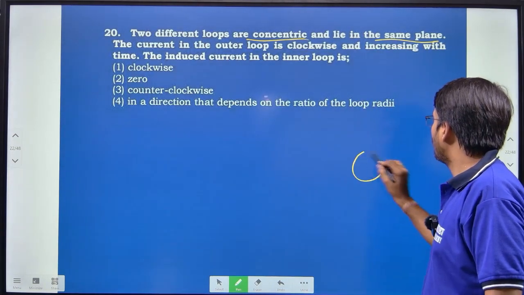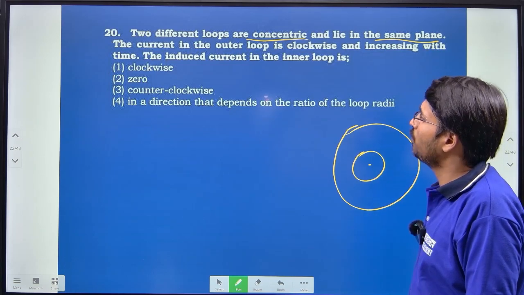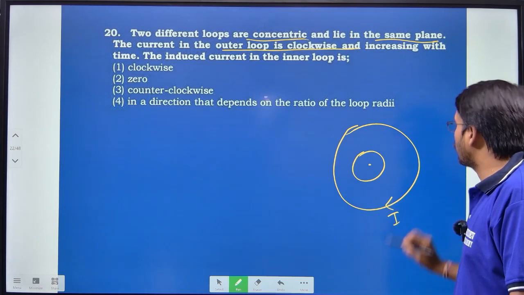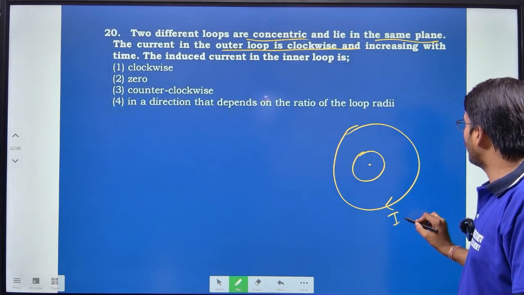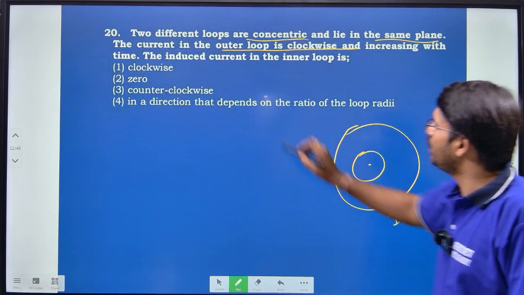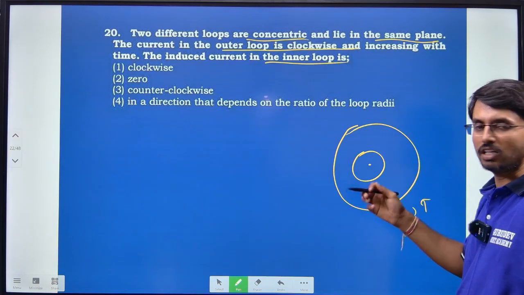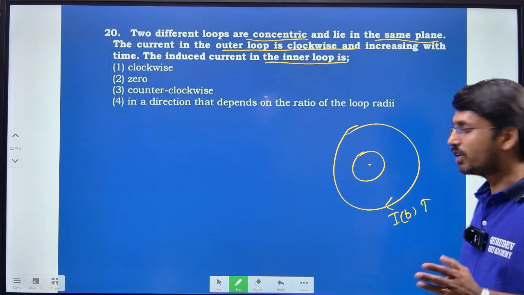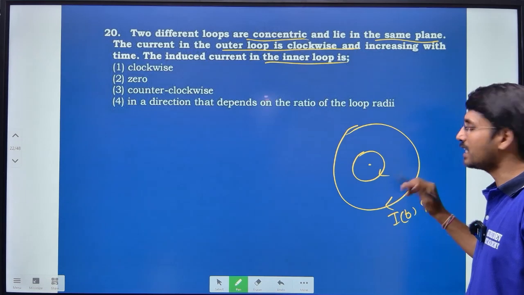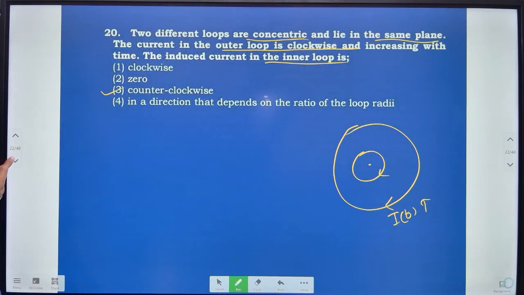First we'll draw this diagram. They are concentric, and they are in the same plane. The current in the outer loop is clockwise, and increasing with time. So this is a function of time, so that increases with the time. The induced current in the inner loop is, so here what happens? There will be an induction, and as a result it tries to decrease the magnetic field, so it will be in exactly the opposite direction, that is counterclockwise. So option 3 is the right answer.